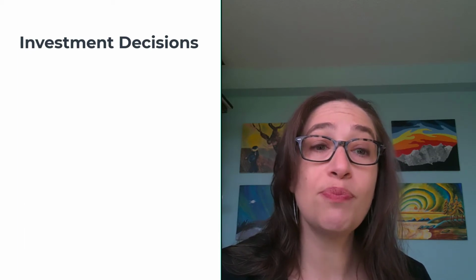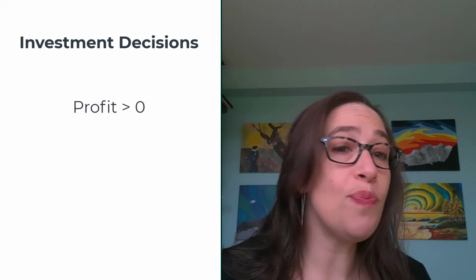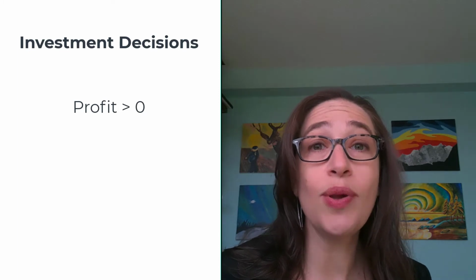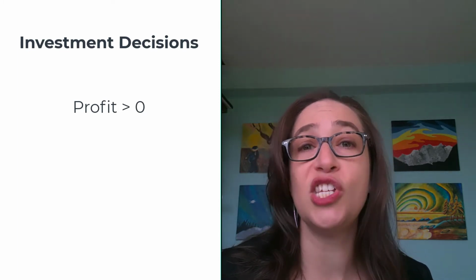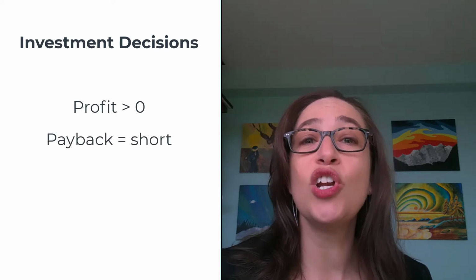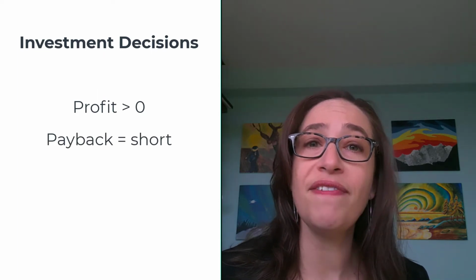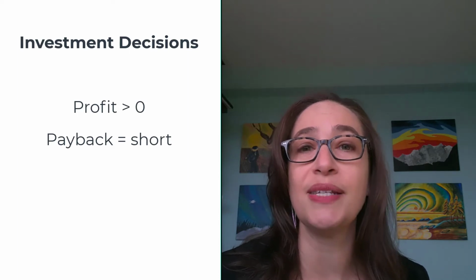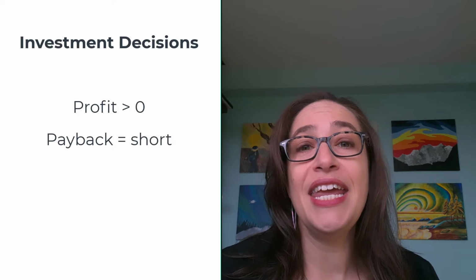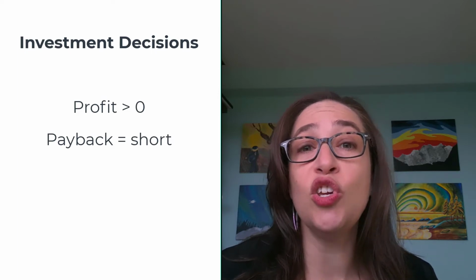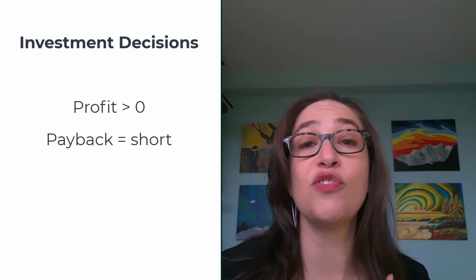The first is always profit. Overall, before we take interest into account at all, are we making money or are we losing money? If overall we're losing money, we usually stop right there. Next, we're going to talk about payback. If we're making a profit, how long before we get our initial investment back? Does it take us 20 years or does it take us 1 year? In general, earlier is better, and we'll usually have some sort of time frame that works for us.